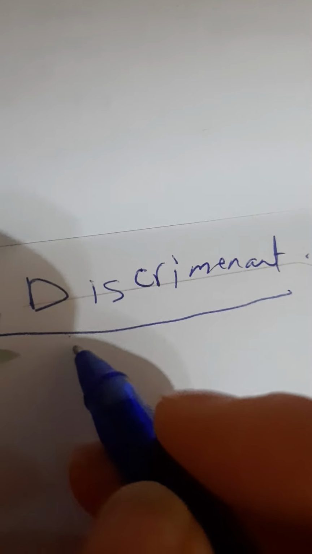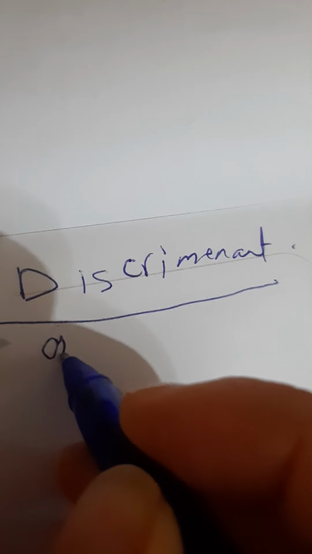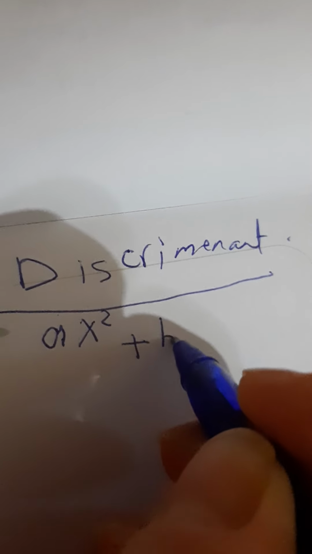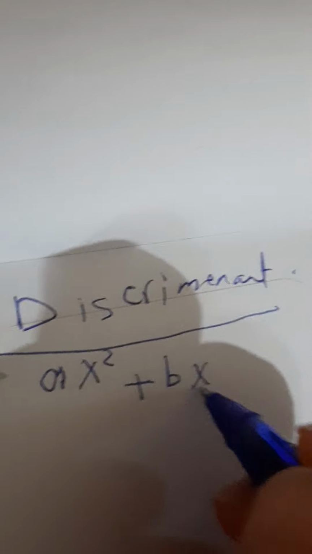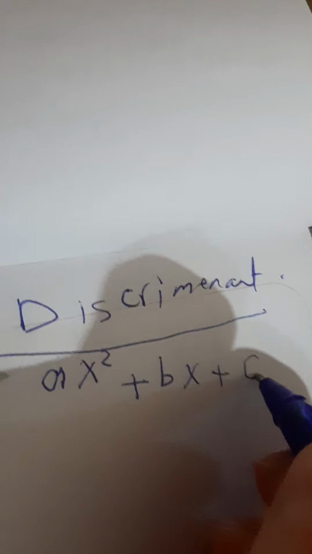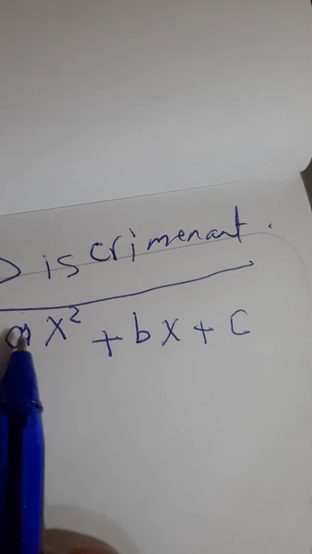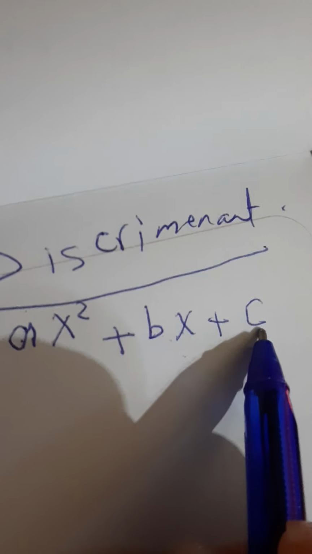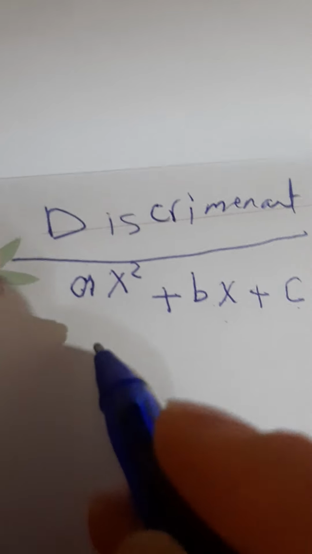Today we will talk about the discriminant. It's about the quadratic formula: ax squared plus bx plus c. In general, the number that sticks with x squared is called a. The number that sticks with x is called b. The only number without letters is called c. That's the first information we must know.